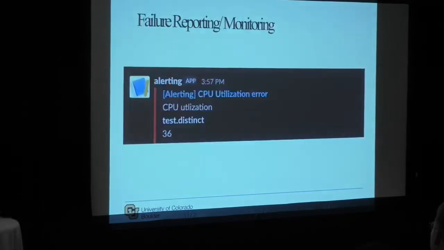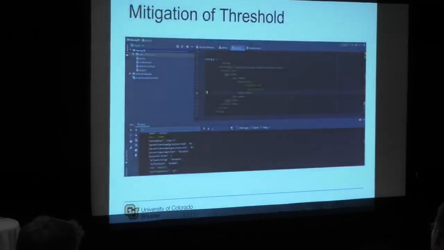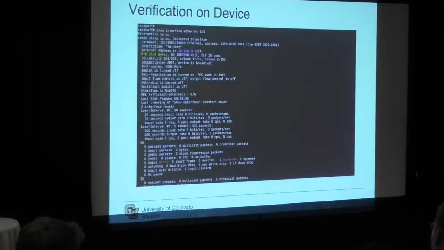For the alerting mechanism, we used Slack, and that is a Slack snippet showing a CPU utilization error of 36%. To mitigate that, as I mentioned, we used NETCONF in XML format, an RPC call, where we push an MTU size of 2500 on the Nexus device. After configuring that, we checked on the Nexus device, and it shows that the MTU was changed to 2500.